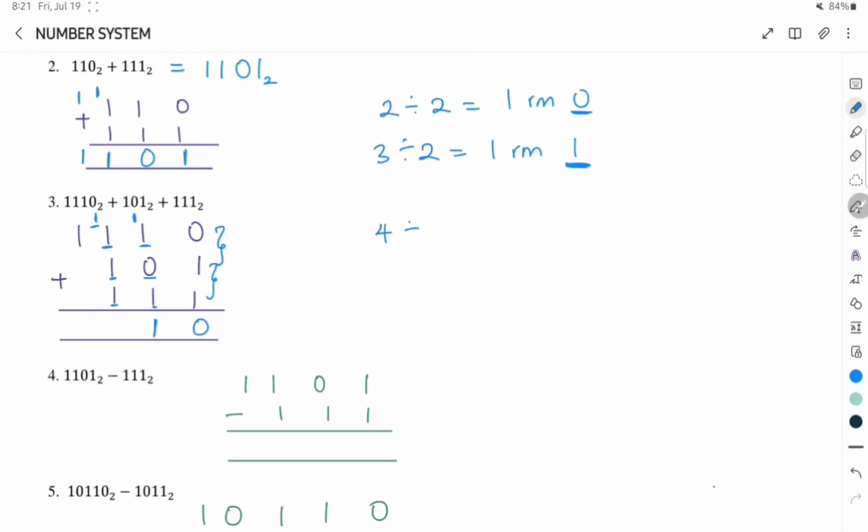So we say 4 divided by 2. That will be 2, right? And we will not have any remainder. 2 remainder 0. So we'll write the 0, right? Then the quotient, right? Which is 2. So it's like you're adding this 2 to 1, which is 3.